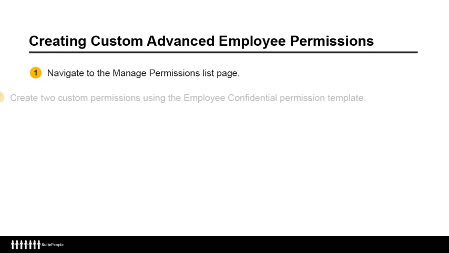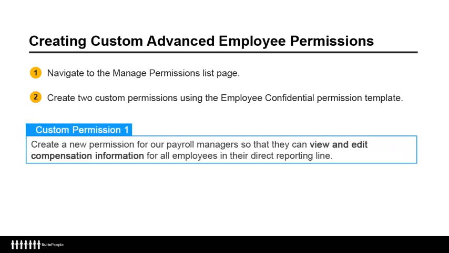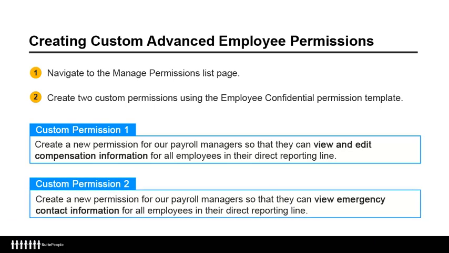In the example I'm about to show you, we're first going to navigate to the Manage Permissions list page. And then from there, we're going to customize the Employee Confidential Permission template to create two new custom permissions for our payroll managers. What we need to do is create a custom permission that allows our payroll managers to view and edit compensation information for all employees in their direct reporting line. And then we need to create another custom permission that allows our payroll managers to view emergency contact information for all the employees in their direct reporting line.